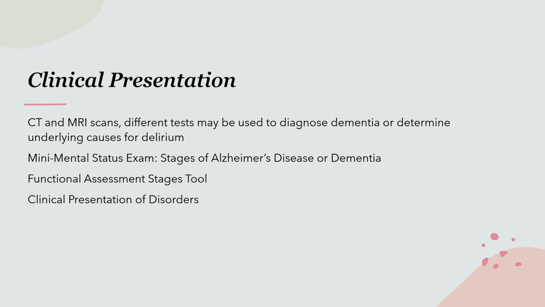Okay. And then we have the functional assessment stage, which is stage 1 through 8. And it kind of looks to see if you have normal adult, normal aging, potential to have Alzheimer's disease, mild, moderate, moderately severe, severe, and severe terminal. So it's different stages. So that's just another test we can do. Okay.